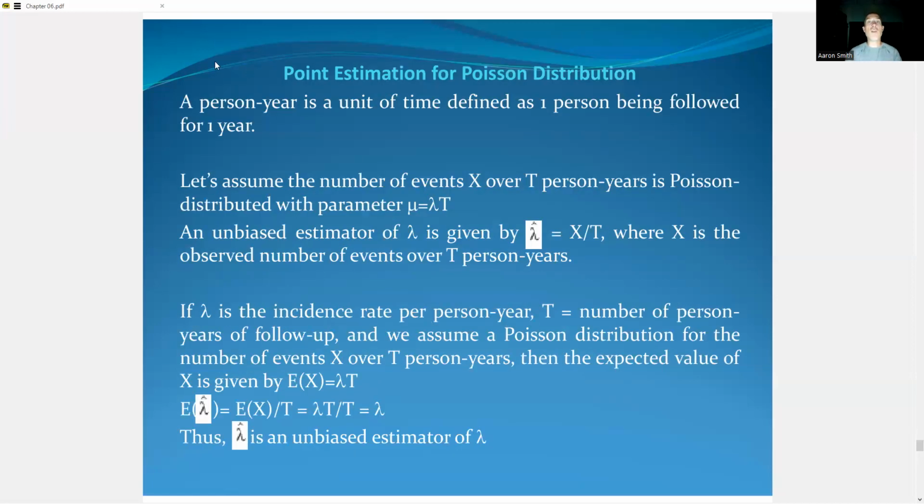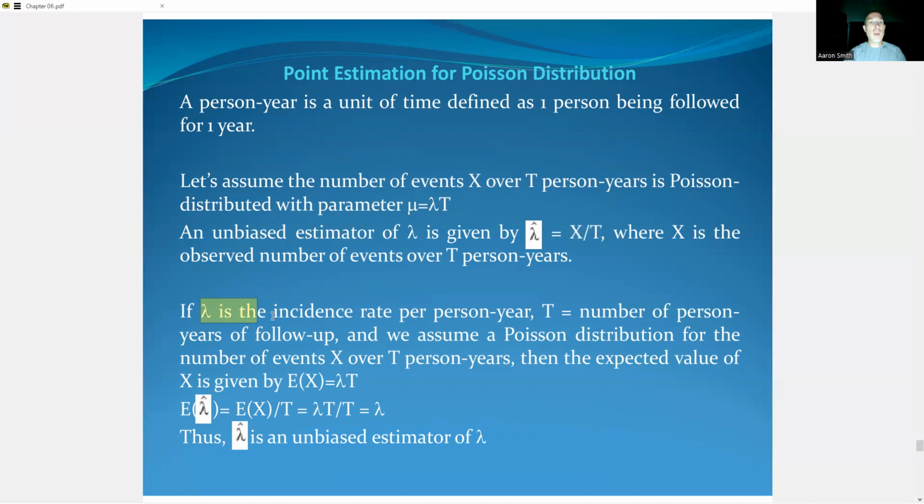Now we also do point estimation of the Poisson distribution. Remember, the Poisson distribution is for counts, and we have one parameter, the expected value. This is the number of events over a specified time interval. Let's assume the number of events, X, over T person years is Poisson distributed with parameter mu equal to lambda times T. An unbiased estimator of lambda is given by X divided by T, where X is the observed number of events over the T time span.